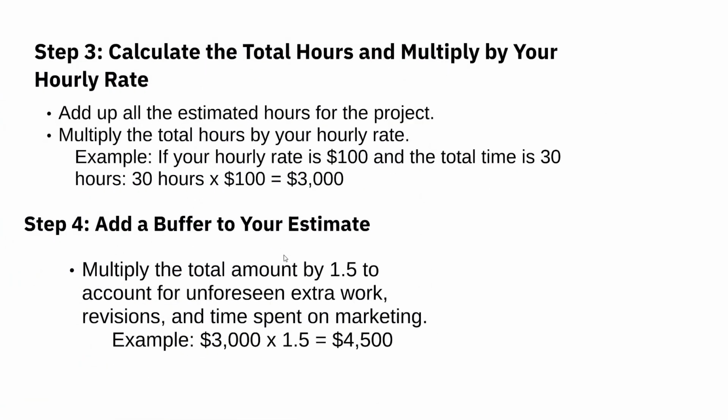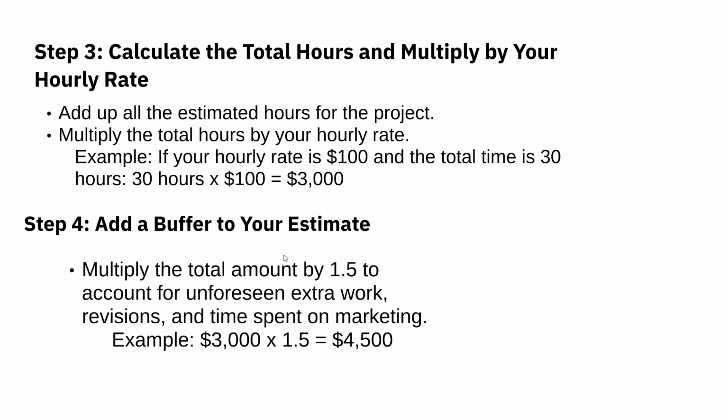Step 3, calculate the total hours and multiply by your hourly rate. Add up all the estimated hours for the project. Multiply the total hours by your hourly rate. So for example, if your hourly rate is $100 and the total time is 30 hours, then you take 30 hours times 100 and you have $3,000.